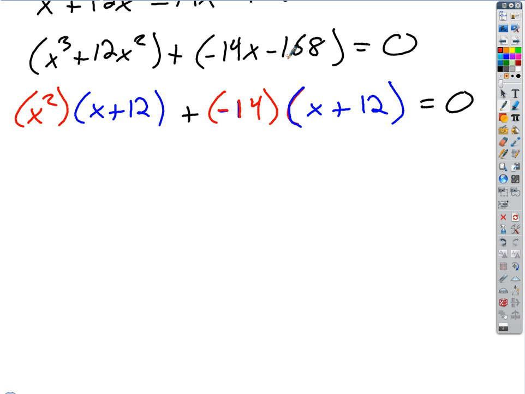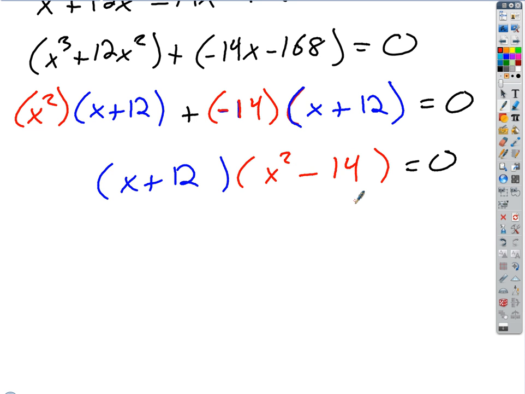Okay? All right, so what does factoring by grouping give us then? What two factors? X plus 12. Good. So we get x plus 12 times x squared minus 14 equals 0. Okay, so now we're essentially done. I can solve those two mini equations if I set those equal to 0 really easily.